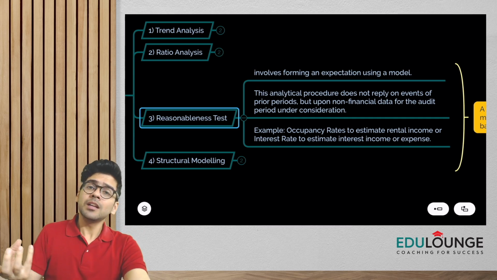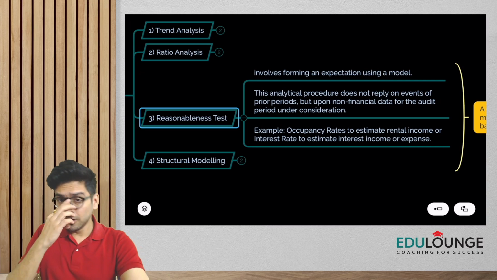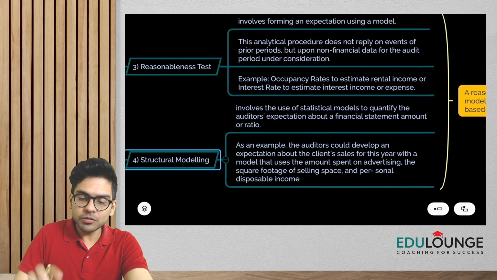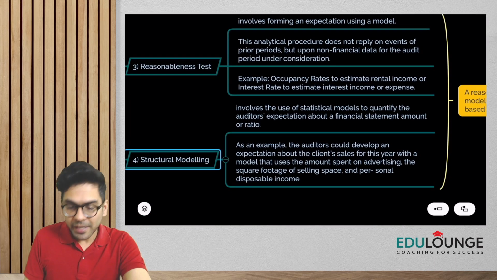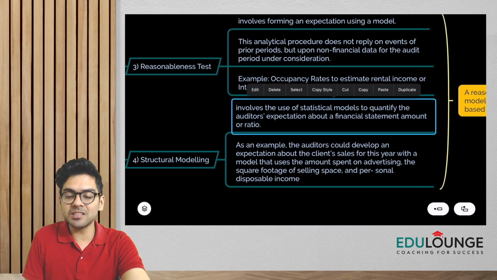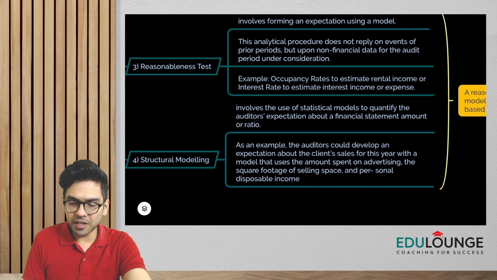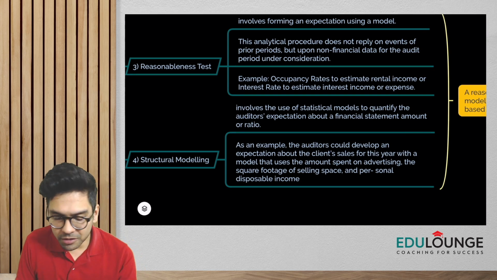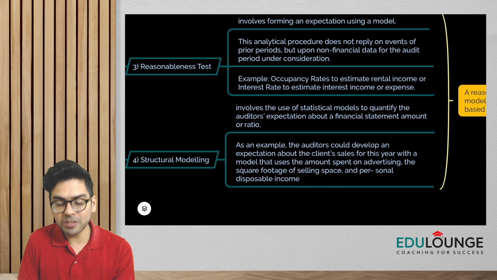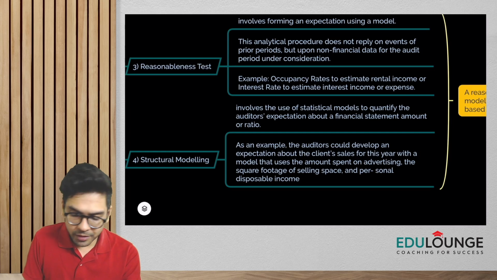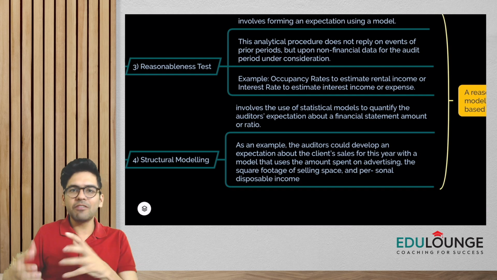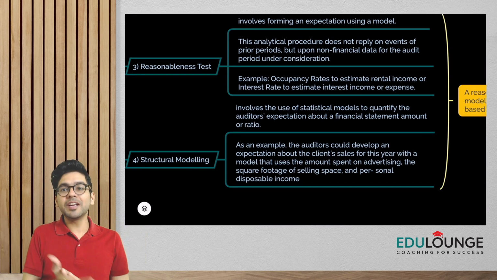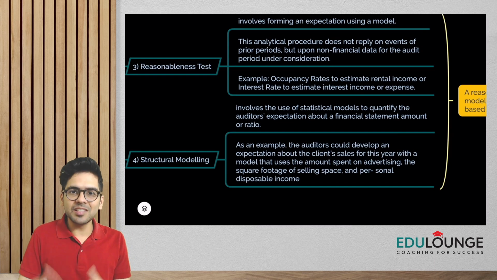Okay, now we have one more point, guys: structural modeling. Now this also is somehow similar to reasonableness test. But remember, it involves use of a statistical model to quantify the auditor's expectation about a financial statement or a ratio. We use a statistical model. As an example, the auditors could develop an expectation about the client's sales for this year with a model that uses the amount spent on advertising, the square footage of the selling space, let's say they are into real estate, and personal disposable income. I mean, the level of income of the people, basically.